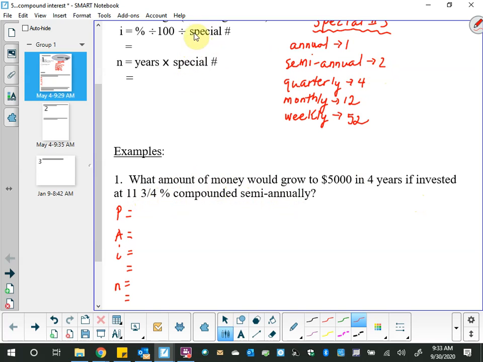Because I've got these literally written right here, I might as well start with them. So I take the percent, 11.75%, I divide it by 100, and I divide it by semi-annually, which is 2. Because what's happening is you're not going to get 11.75% twice a year, because that would be 23.5% over the course of the year. So they're going to split this up. So in total, over the whole year, you're going to get the 11.75%. So, calculator.